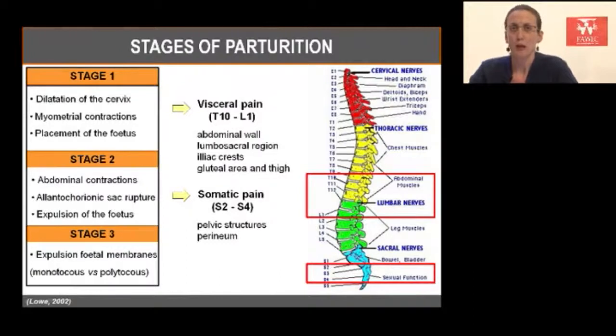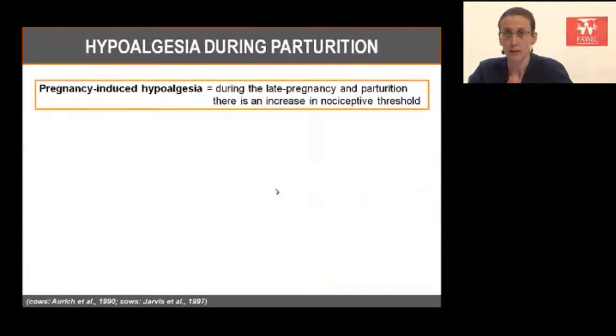During parturition, I would like to explain that in cows and sows, and also, of course, in women, for example, and in rats, there is a mechanism called pregnancy-induced hypoalgesia. In this mechanism, during late pregnancy and parturition, there is an increase in nociceptive threshold. So there is a decreased sensitivity to painful stimuli. Hypoalgesia perhaps appears as an endogenous defense against the pain of parturition.